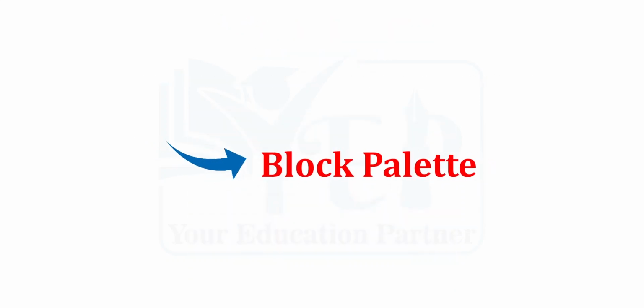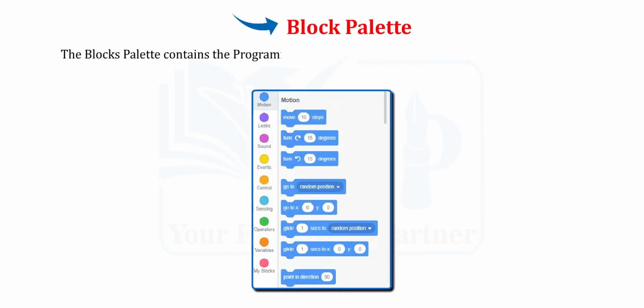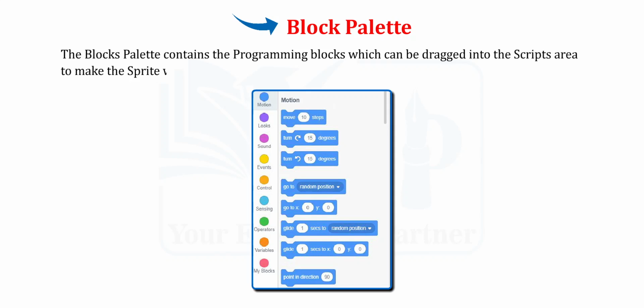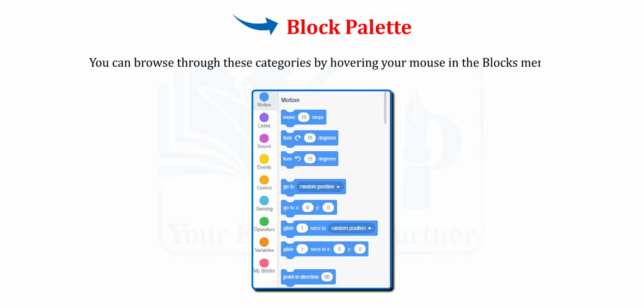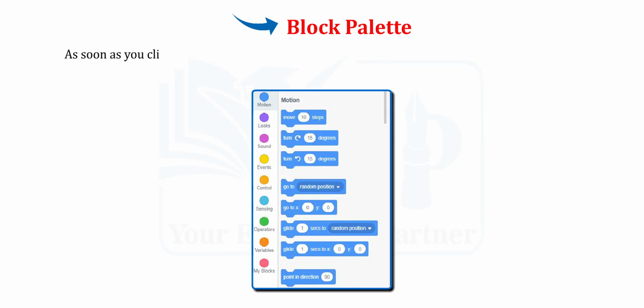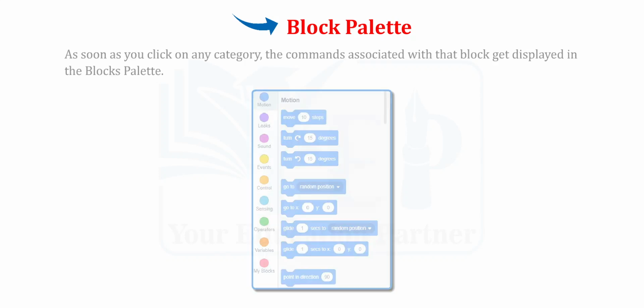Okay students, now we will talk about the blocks palette. The blocks palette contains the programming blocks, which can be dragged into the scripts area to make the sprite work. These blocks fall into various categories, such as control, motion, looks, sound, etc. You can browse through these categories by hovering your mouse in the blocks menu. As soon as you click on any category, the commands associated with that block get displayed in the blocks palette.